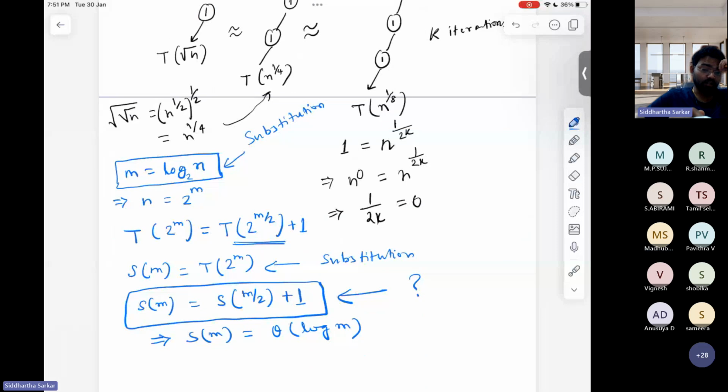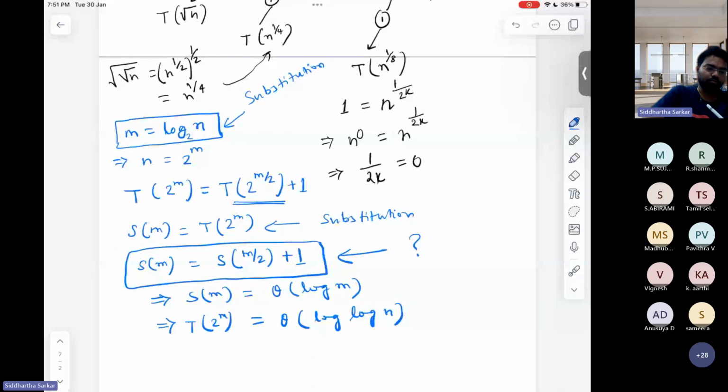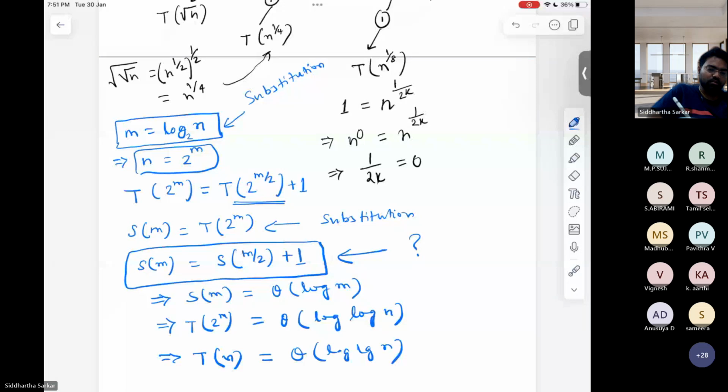Thank you. Now we will replace m. What is m? m is log of n. So what is s of m? S of m is t of 2 to the power m. And 2 to the power log n is n. So that means t of n is this. Okay, so we are done. That is the answer. Is that fine?